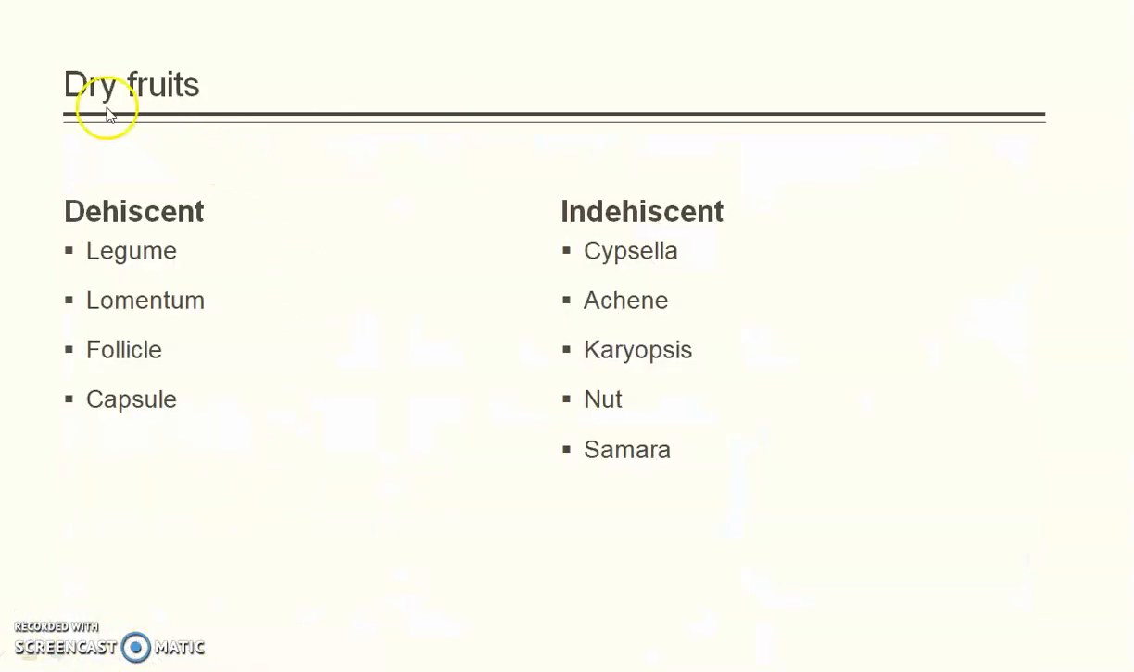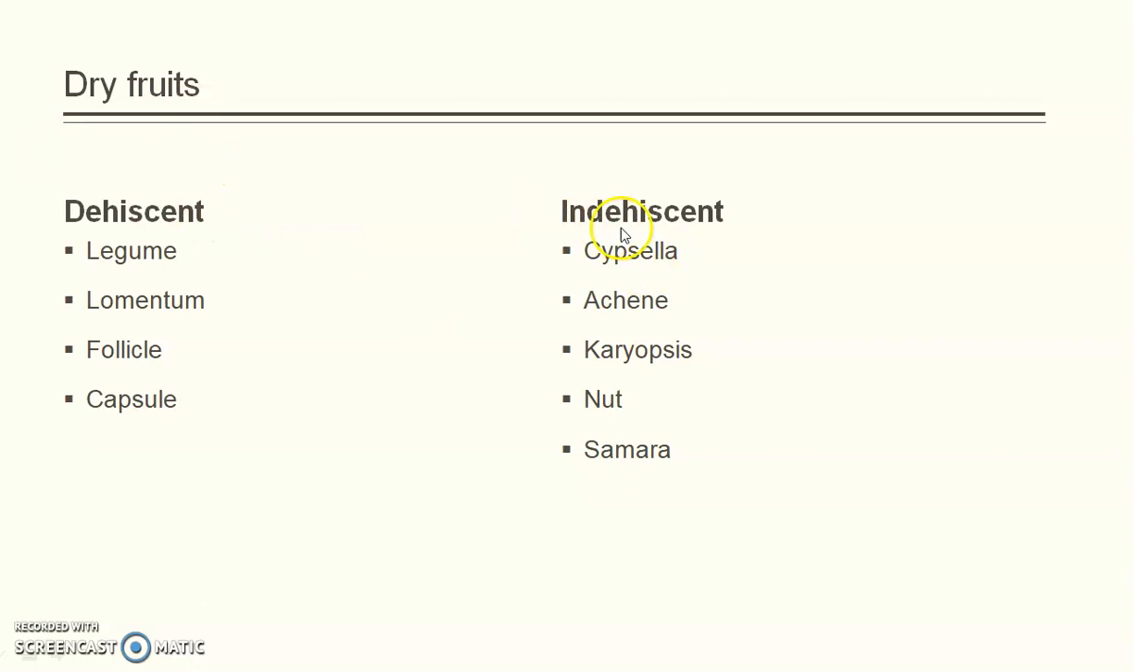The next one is dry fruits. The definition of dry fruits is that they cannot be differentiated into three layers. That is, we cannot say which is epicarp, endocarp and mesocarp. They are not well differentiated. And there are two types of dry fruits, namely dehiscent and indehiscent. What is meant by dehiscent fruit? In some dry fruits, the pericarp will break down and the seeds are scattered or dispersed, and they are said to be dehiscent and they burst open on maturity.